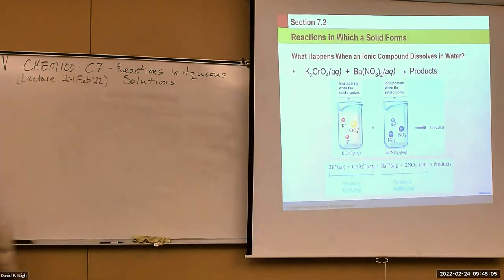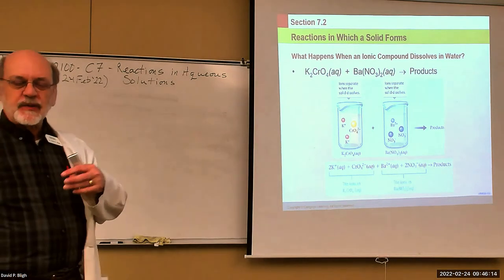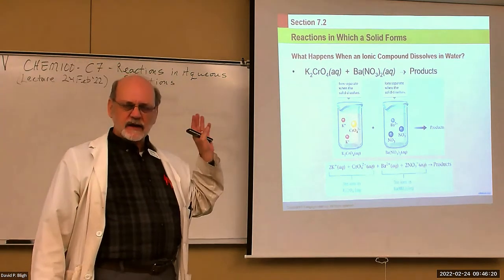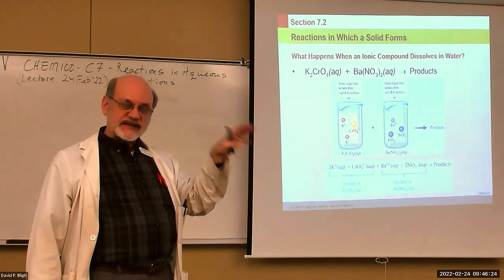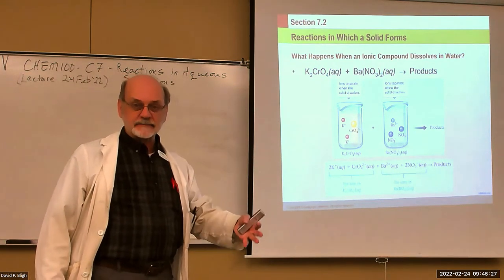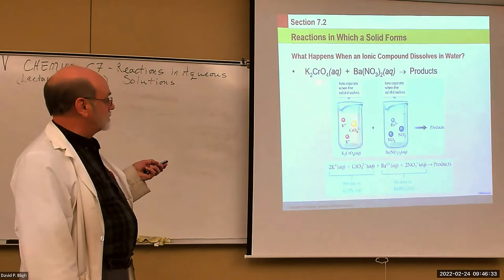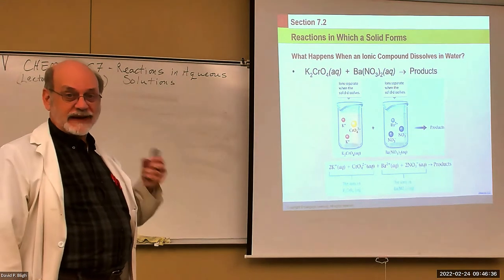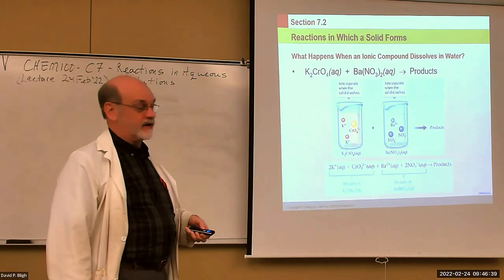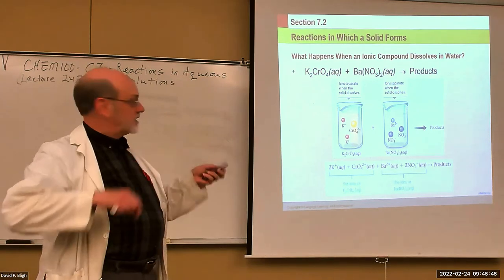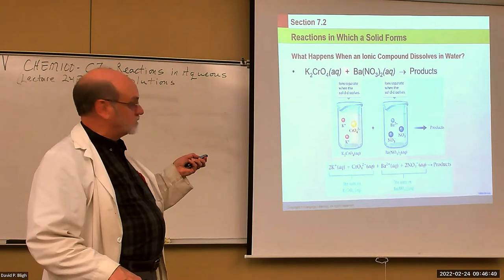Okay, this example is based upon the same process that we saw in that video, where we had lead two nitrate combined with potassium iodide produced a precipitate. Okay, what we have here is a compound. This is potassium chromate, right? Chromate is a polyatomic ion, combined with barium nitrate. And they're separated first, and then we put them together with that plus sign.